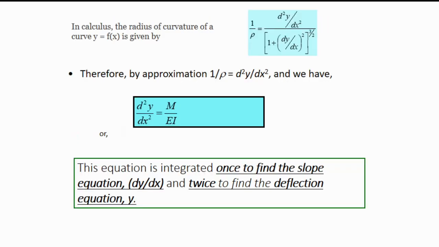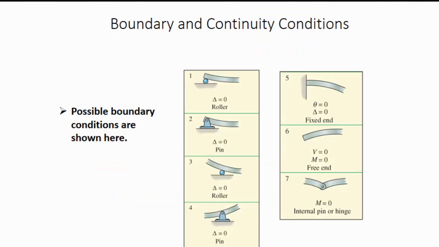To apply this, we will integrate this one. A constant of integration will come in the expression. To calculate the constant of integration, we need to apply the boundary conditions. What are the boundary conditions? At any support, either it is roller support, pin support, or fixed support, the deflection will be 0. That means y = 0 or delta = 0.